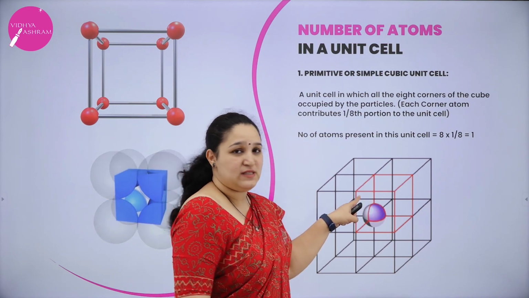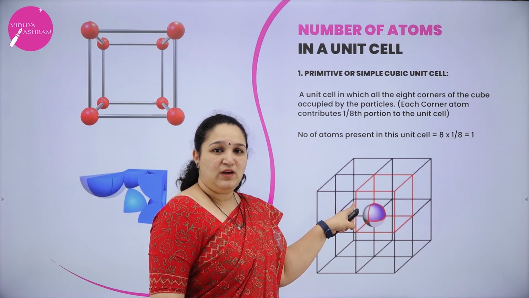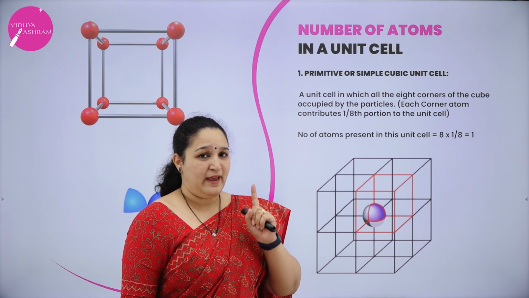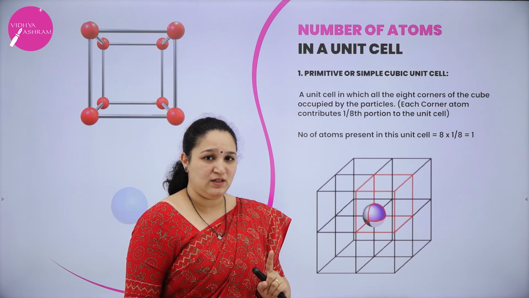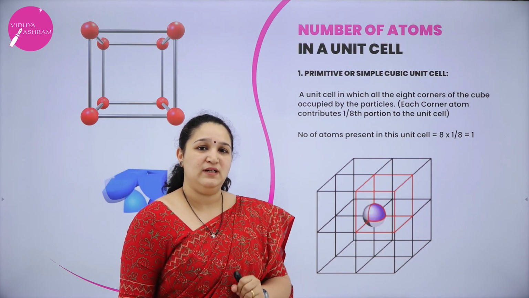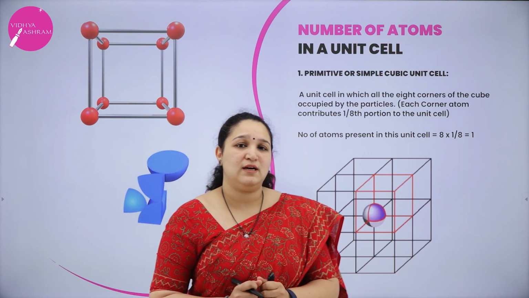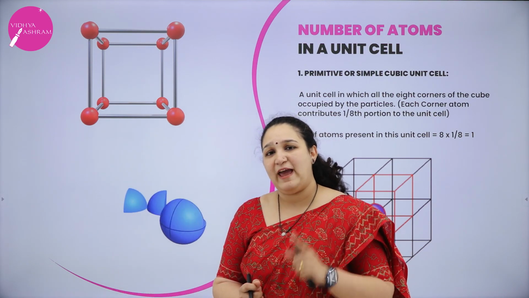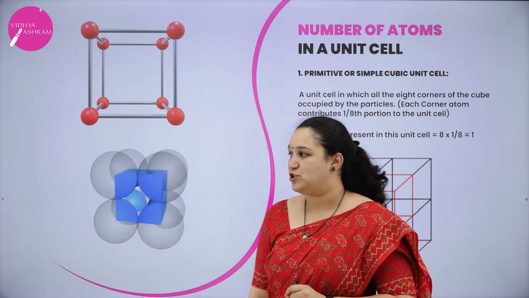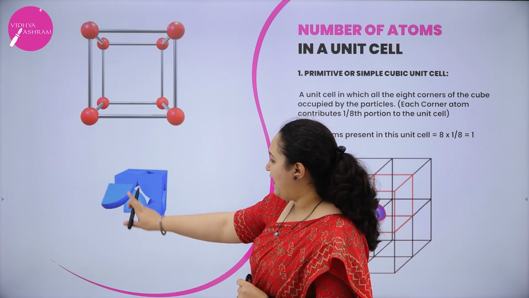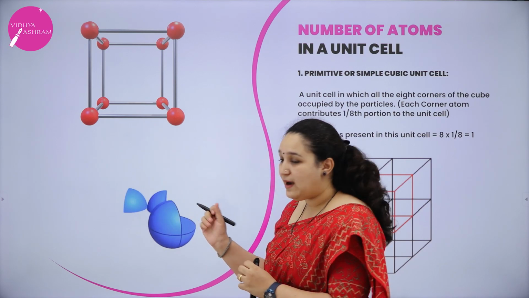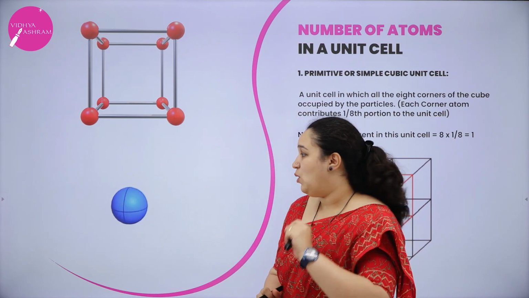So for every unit cell, one atom is giving only 1/8 of its portion. Am I right? Every atom in the corner is giving only 1/8 of its portion per unit cell. So how many corners are there? 8 corners. From every corner, how much will I get? I will get 1/8 of its portion. When I put them together, how many atoms am I getting? I am getting only 1 atom.